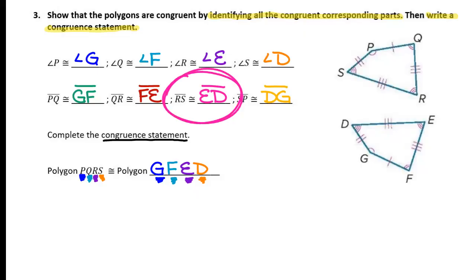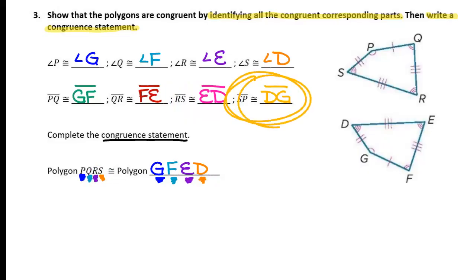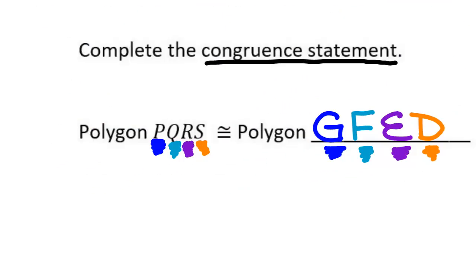We've got RS and ED is congruent. RS is the last two letters. ED is the last two letters. And finally, we said that SP and DG were congruent.